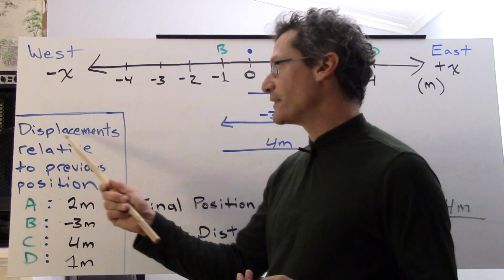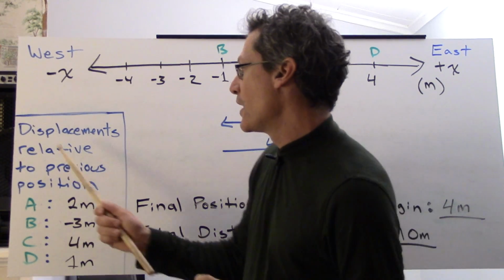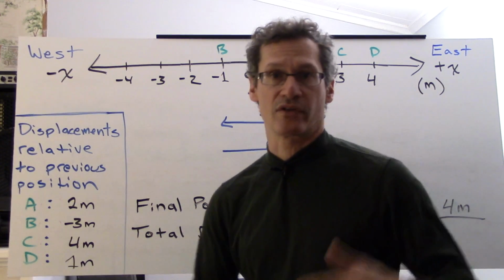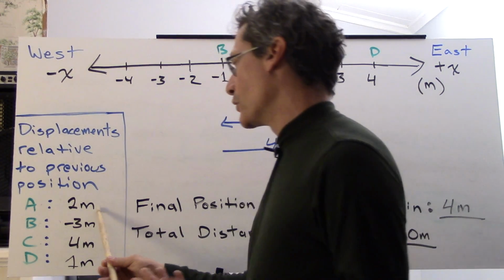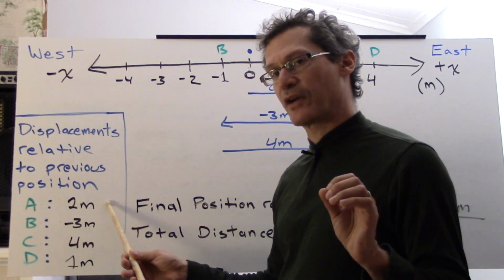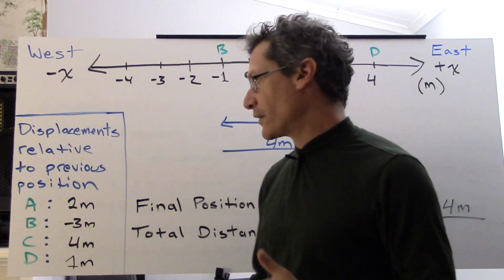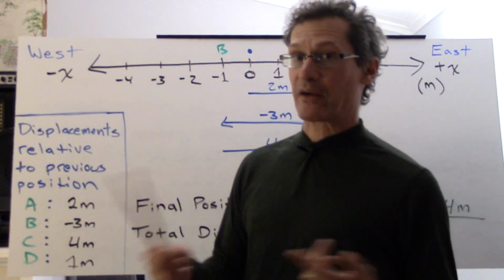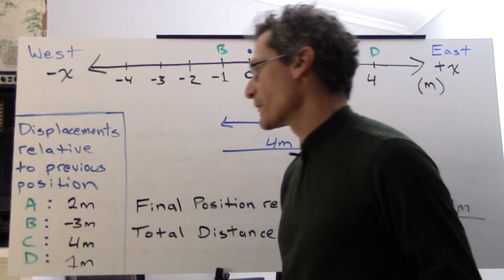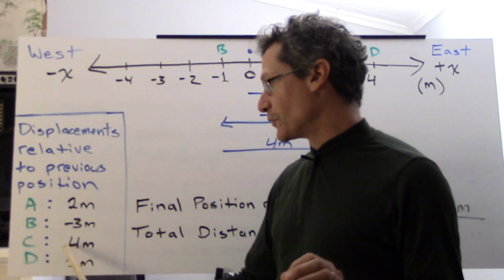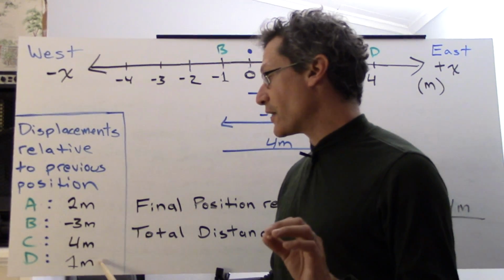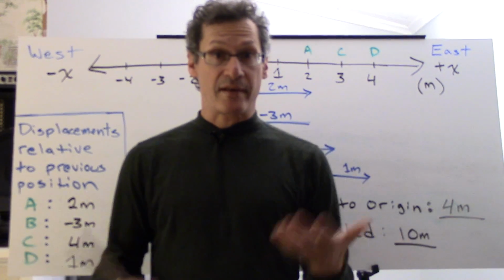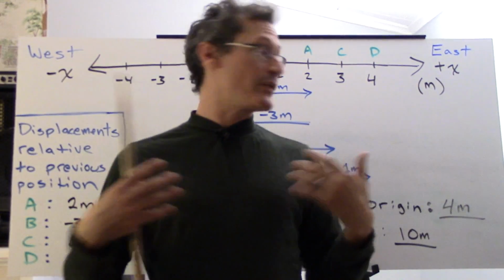We're going to take displacements, change in position, relative to the previous position. So for example, we're gonna start at the origin. It's a nice place to start. And we're gonna move 2 meters in the positive direction. Then from wherever we are, we're going to move -3 meters. So we're gonna move 3 meters in the backwards direction, negative direction, which would be west. Then from that position, we're gonna move 4 meters forward and another meter forward. So a couple things we wanna figure out is where are we and how much distance did we actually cover?